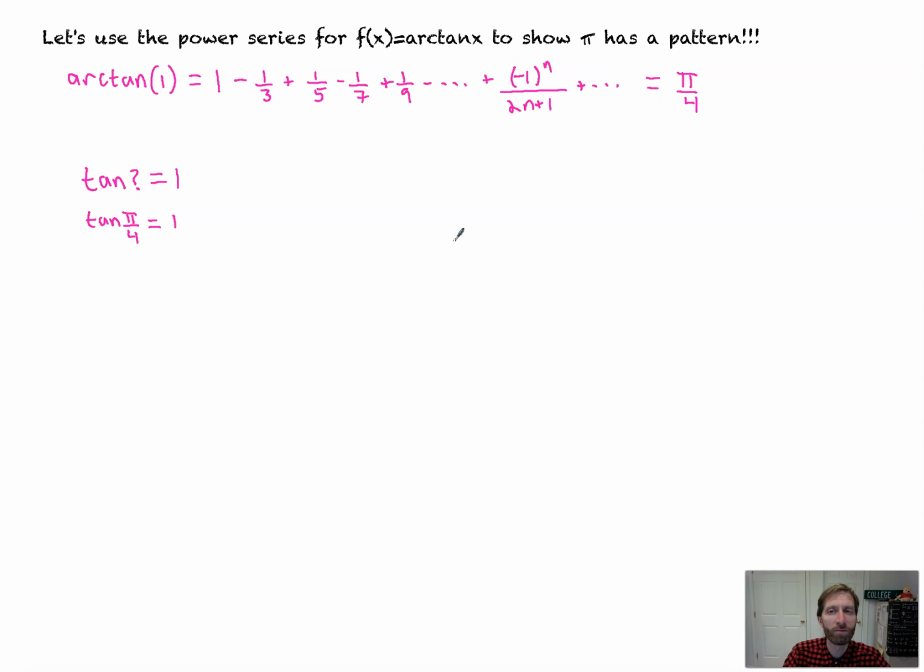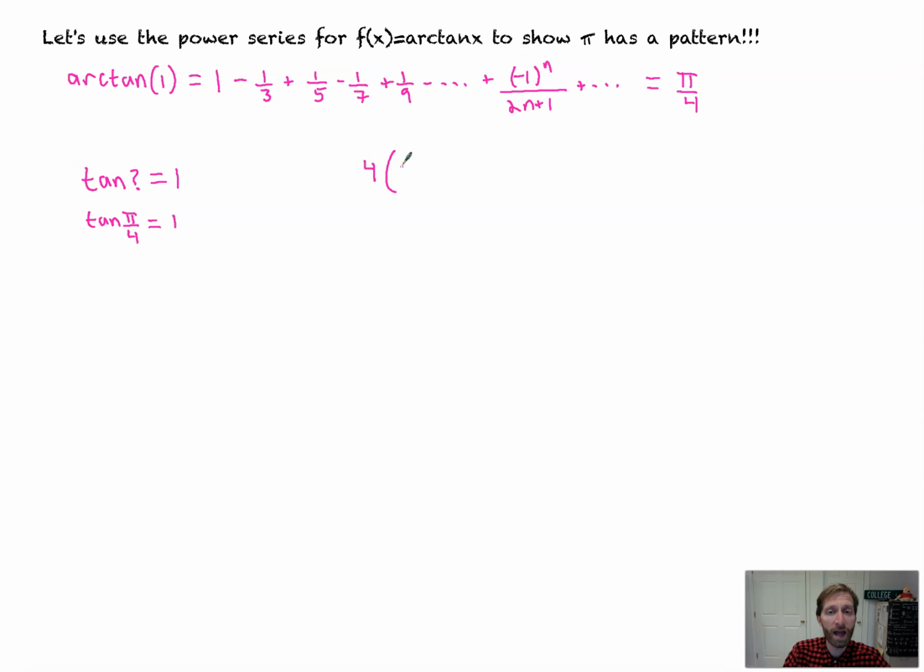Why is that important? Remember what we want to show, that pi has a pattern. So you now have an equation where we're right on the doorstep. You've got this infinite series, which converges. We know it converges to pi over 4, right? Because that's what arctan of 1 is equal to. And pi over 4 is equal to this. It's an equation. To get pi, I multiply both sides by 4.